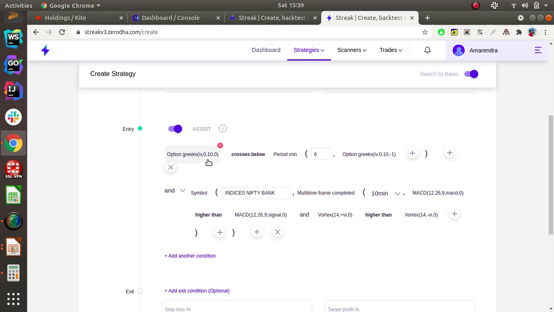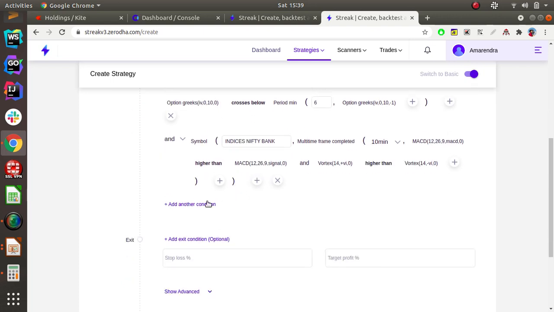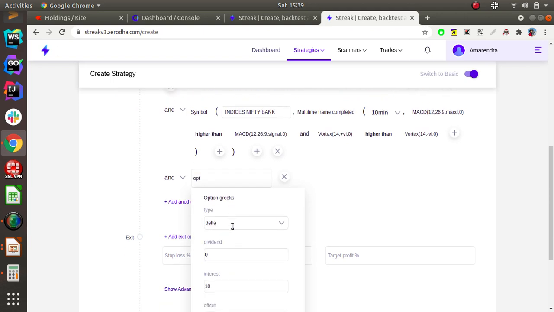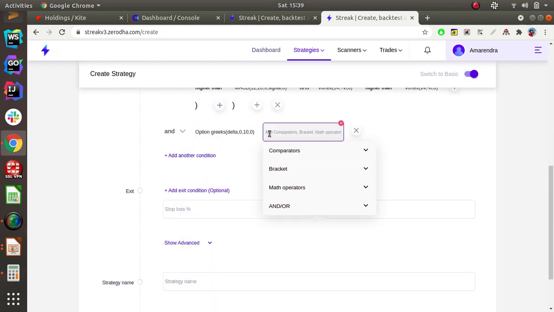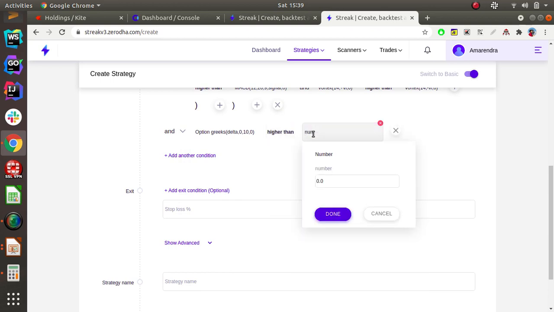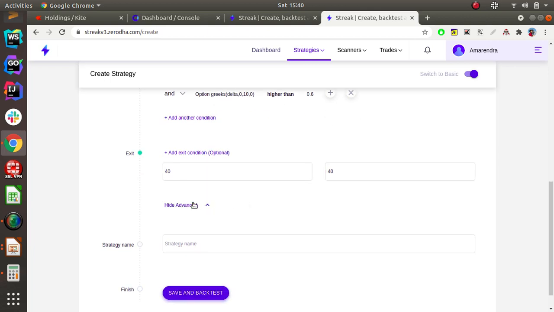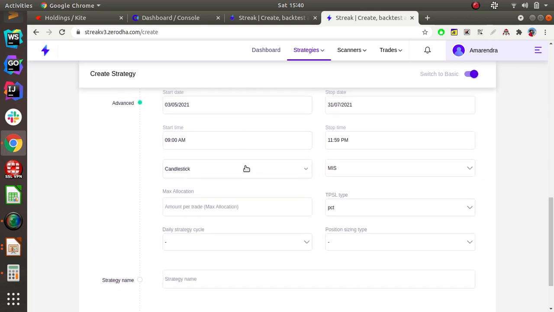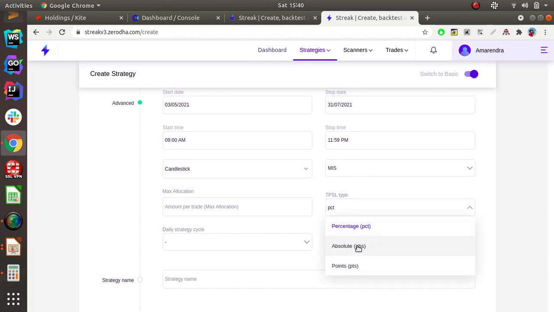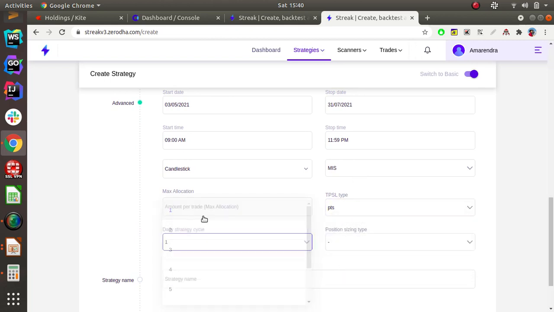So we are going to buy at a discount price, and you can also add delta here. Option Greeks delta higher than 0.6. Delta can be used in many ways, but here it means there is a 60% chance that this particular contract will be in the money by the time of expiry. This is one more Greek you can add. Let us target 40 points, 40 points, 1:1 risk reward. I changed the percentage to 2 points. Strategy cycle 1 I have put.